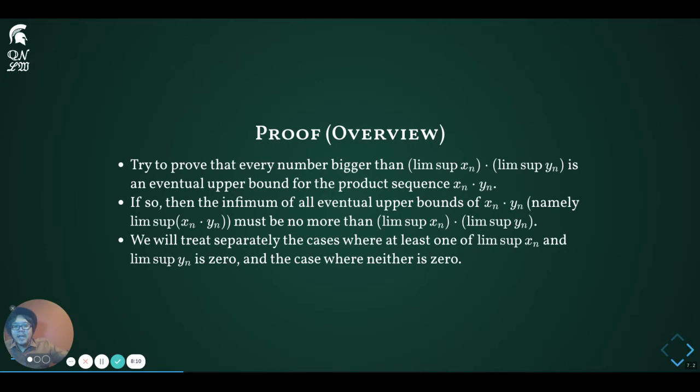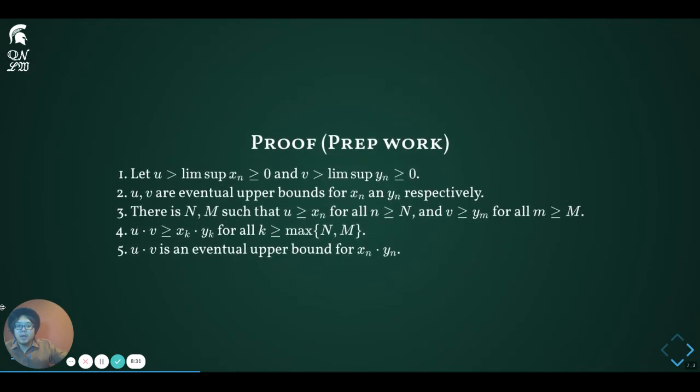In order to establish that every number bigger than the product of limsups is an upper bound for the product sequence, we will treat separately the case where at least one of the two limsups is 0, and separately the case where both of the limsups are non-zero. We start with some prep work. Notice that since the two sequences have positive terms, this means that 0 is not an eventual upper bound. And therefore, from our corollary before, the limsups of the two sequences are both at least 0.